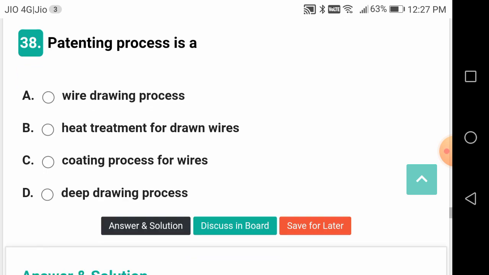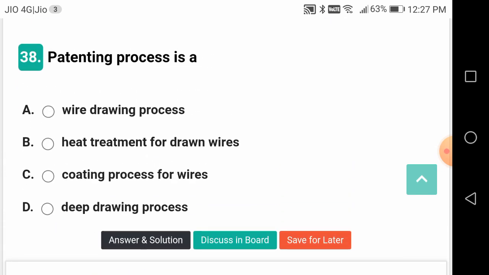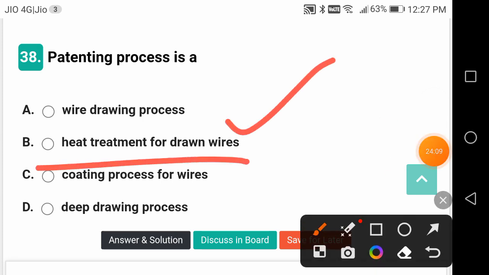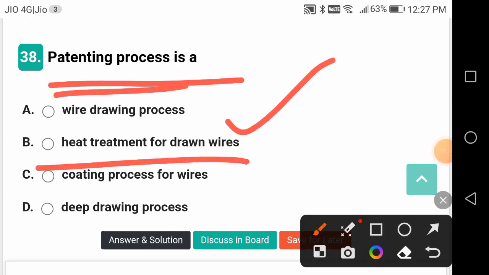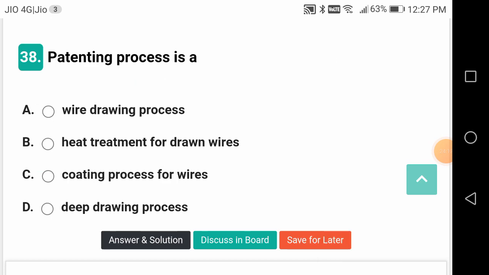Patenting process is what? Heat treatment for drawn wires. Once again, a very important question. This is called patenting process. Heat treatment for drawn wires.